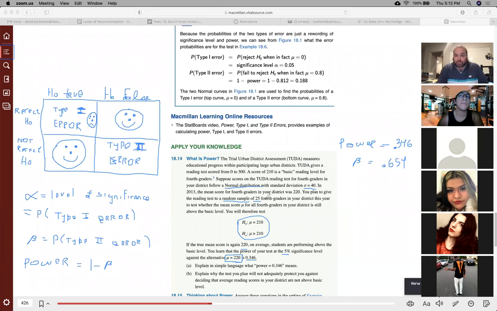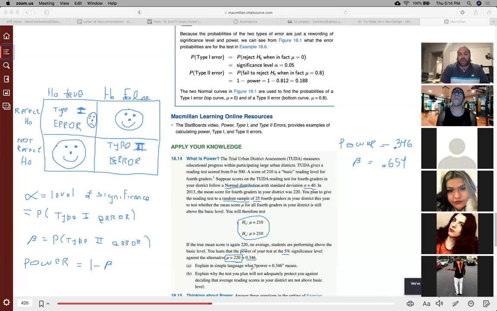And therefore, the likelihood of rejecting the null hypothesis, if it's really 220, is 34.6%. If it's really 220, we want to reject the null hypothesis. Well, there's only a 34.6% chance that that's going to happen. That's what the power of the test means.